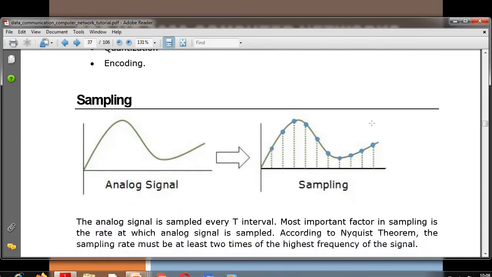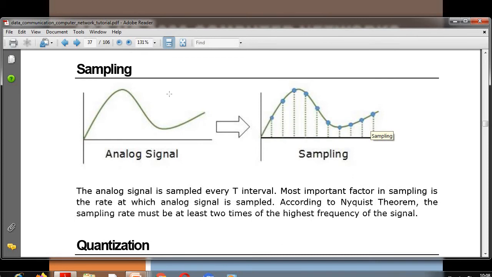Here we see how sampling occurs. We take the analog signal, then we make samples. We subdivide the whole signal into small components. The analog signal is sampled every T intervals. The most important factor in sampling is the rate at which the analog signal is sampled. According to Nyquist's theorem, the sampling rate must be at least 2 times the highest frequency of the signal.